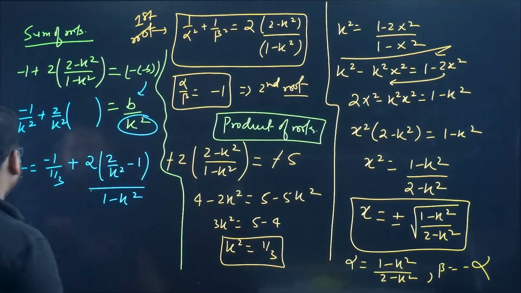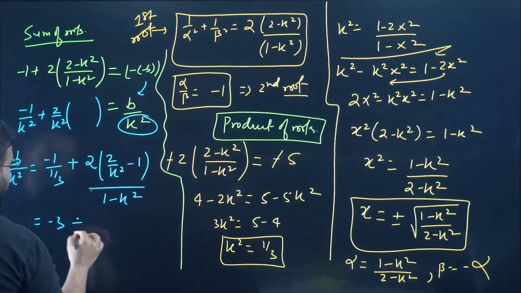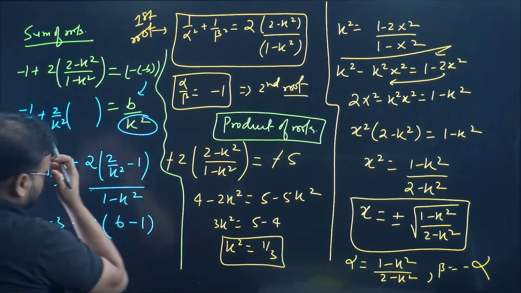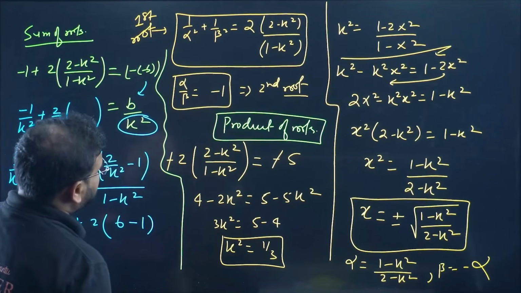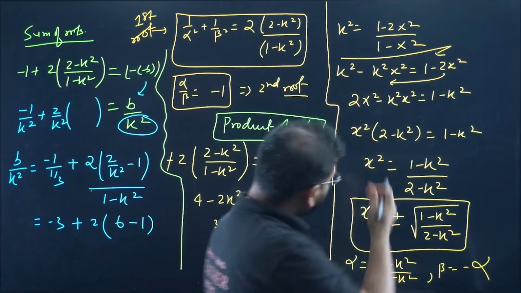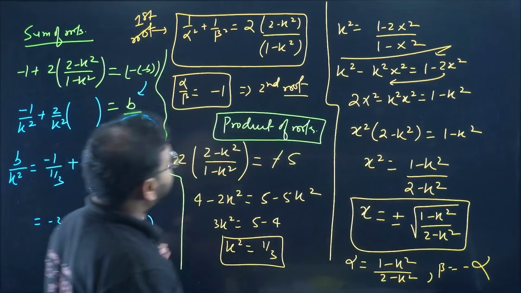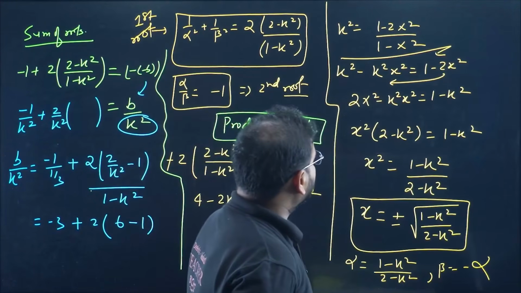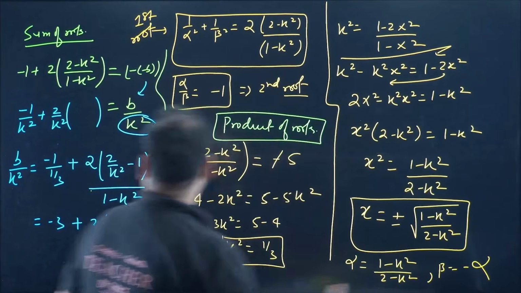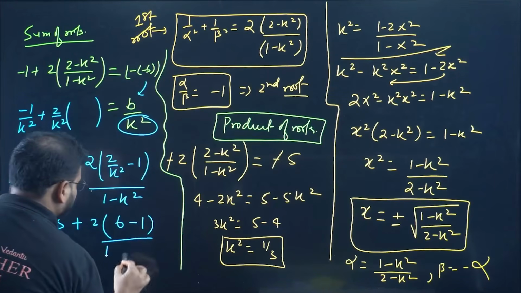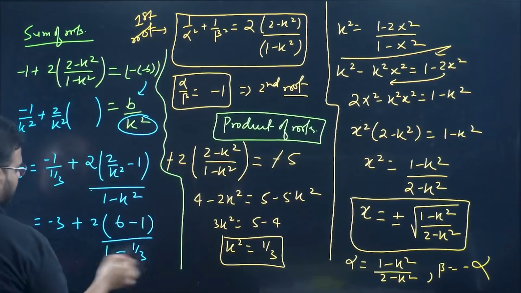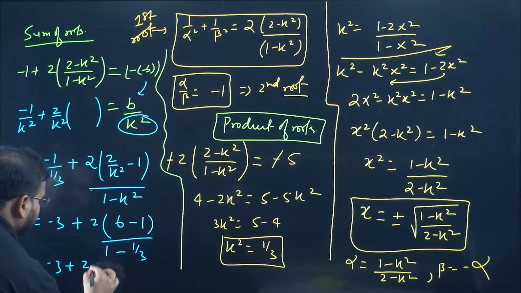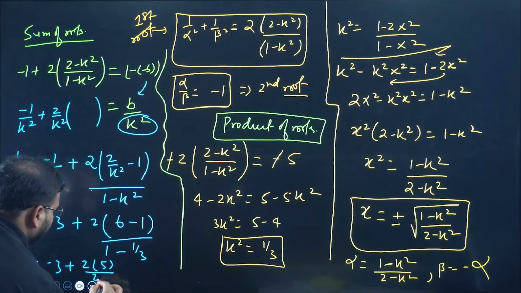Simplify this. I have minus 3 plus 2 times of 2 by k square means 6 minus 1. Have I done some mistake? If I do that, I get 6 minus 1 upon 1 minus 1 by 3. So I get 2 by 3 over here. So minus 3 I have, plus 2 times of 5 upon 2 by 3.